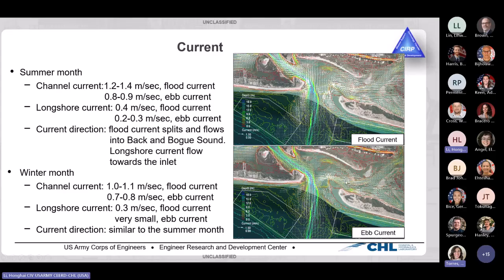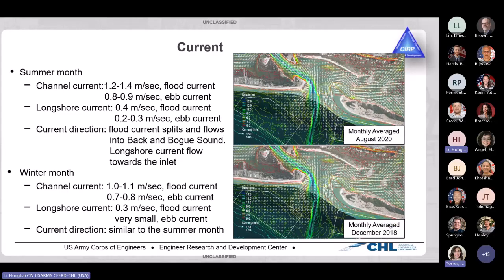And also there's a feature here. If you check the flood current, once the flow goes into the sound area, there are two branches of current. One goes to east, one goes to west. So that's the strong current. So this will help us understand the sediment plume movement too.